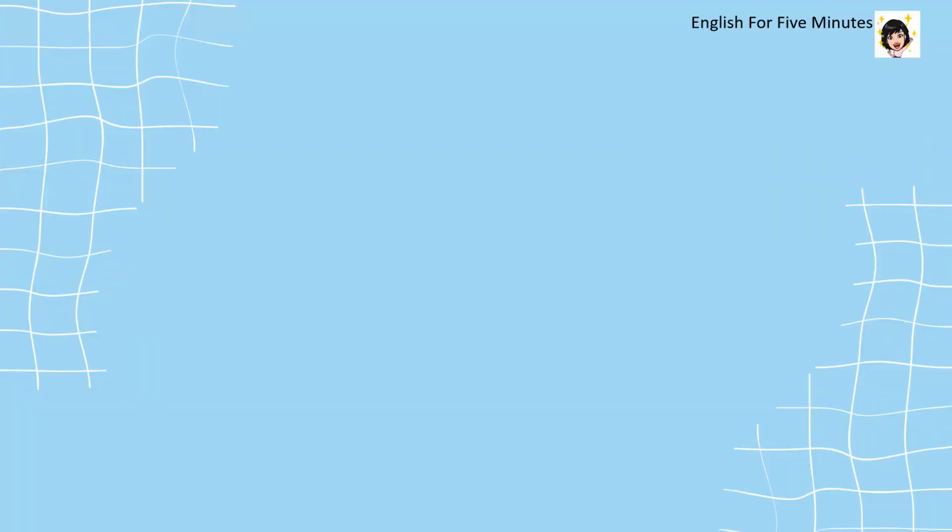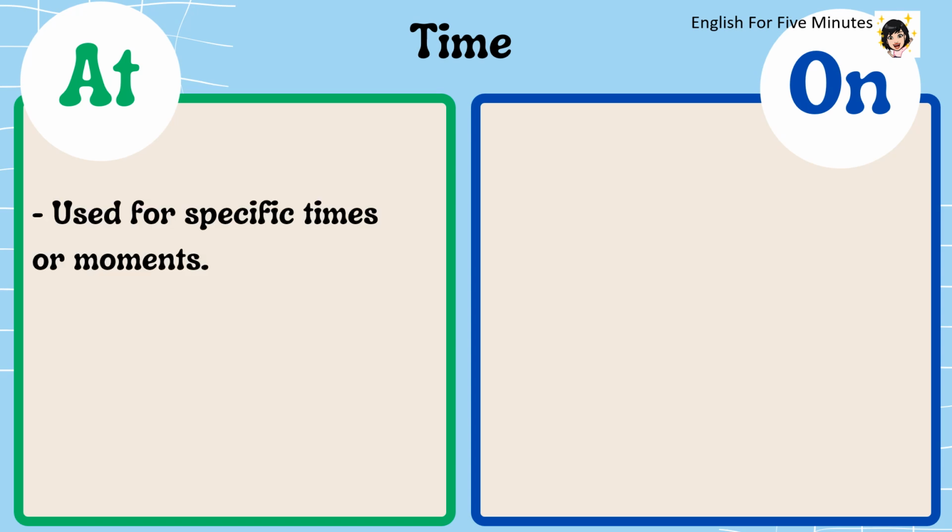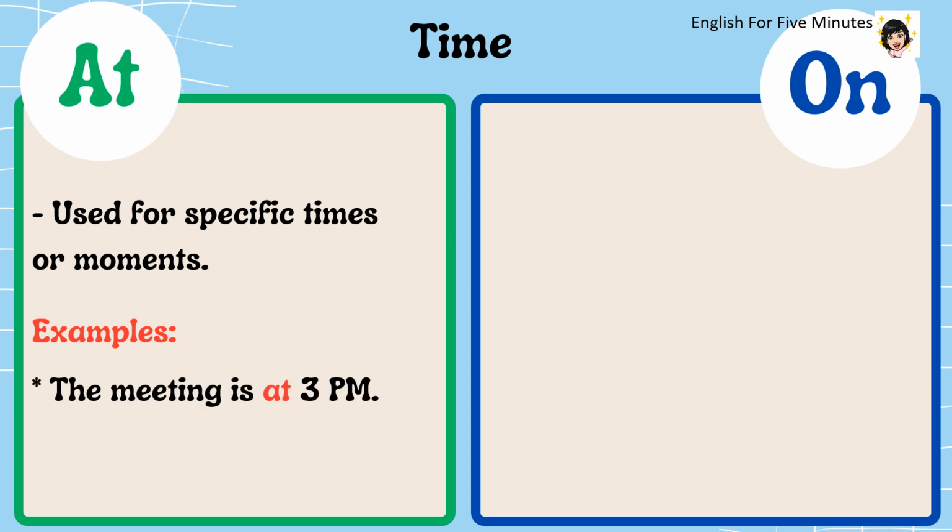Now let's learn how to use prepositions at and on for time. Preposition at is used for specific times or moments. Examples: the meeting is at 3 p.m. He wakes up at dawn.